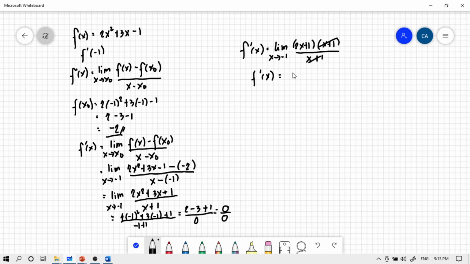So we have f prime of x equals the limit of 2x plus 1 as x approaches negative 1. Substitute yung negative 1 sa ating equation. We have f prime of negative 1 is equal to 2 times negative 1 plus 1, and this is equal to negative 2 plus 1, equals negative 1. So our f prime of negative 1 is negative 1.